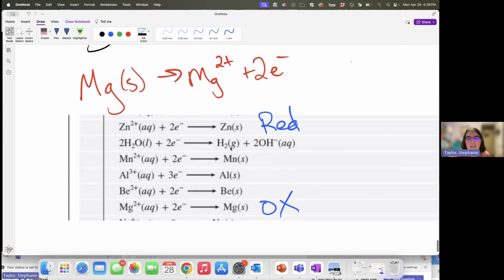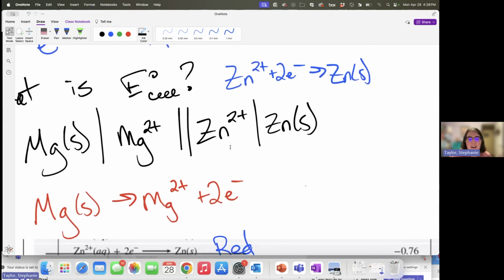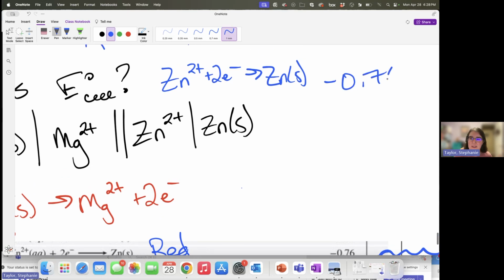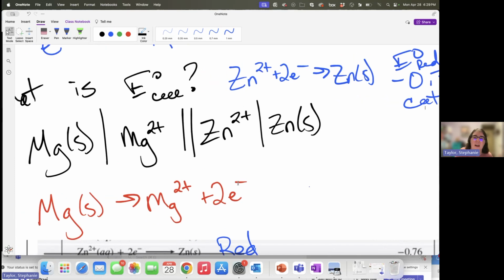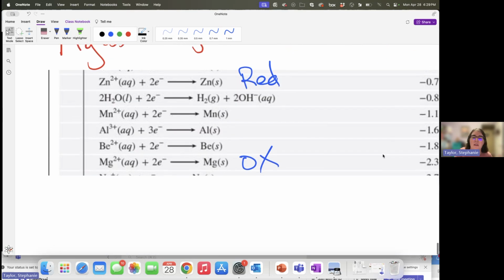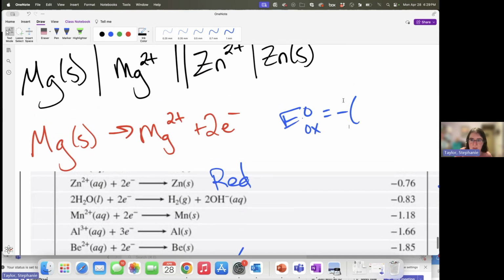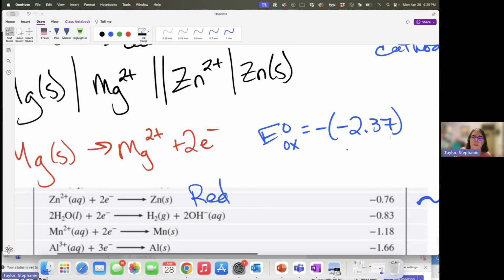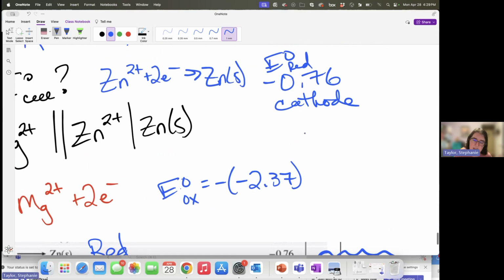So as far as my E cell, again, we can have our standard reduction potential of negative 0.76 for my reduction. This is also my cathode. For my magnesium, on the other hand, I want my oxidation potential, which is the flipped sign of whatever is in the table. If I wanted to add these two together, I can, for my standard E cell.